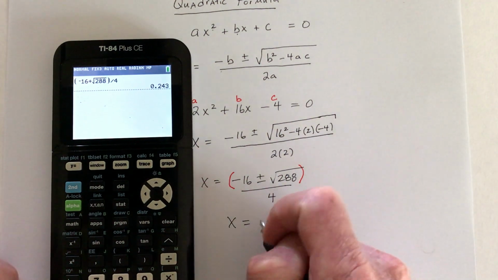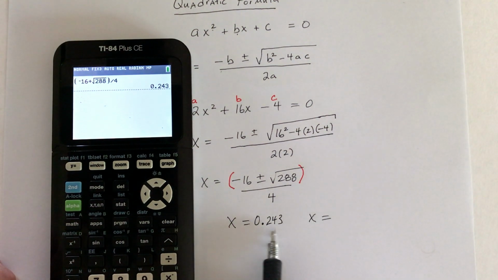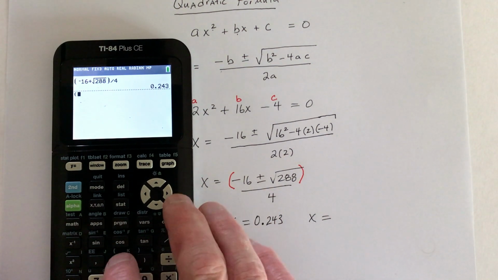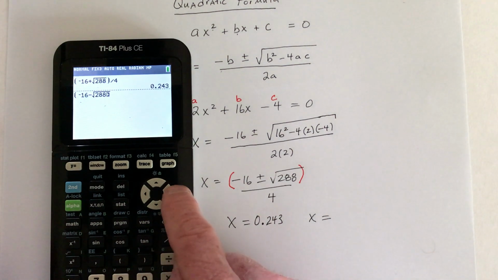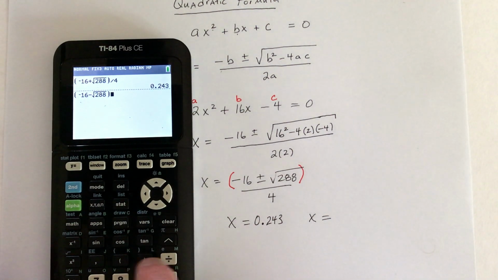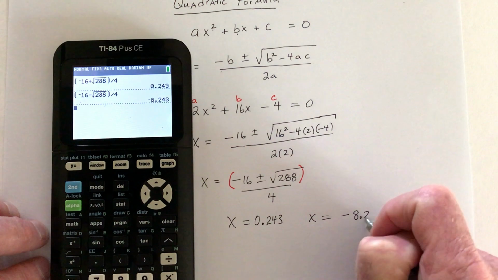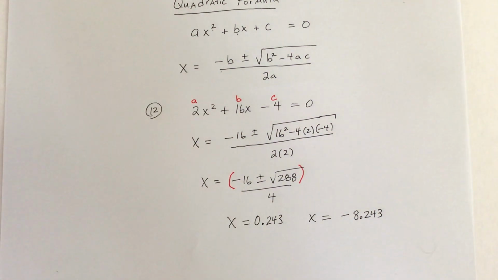So one answer is 0.243. Too bad they didn't put them in order 2, 3, 4. That would have been cool. Okay, anyway. Then I need to do the same thing with subtract. So put parentheses, -16, subtract the square root of 288. Get out of the square root, put the parenthesis, and then divide by 4. And then it says -8.243. All right, so that's it for week 1.